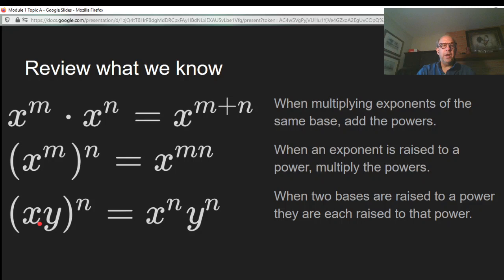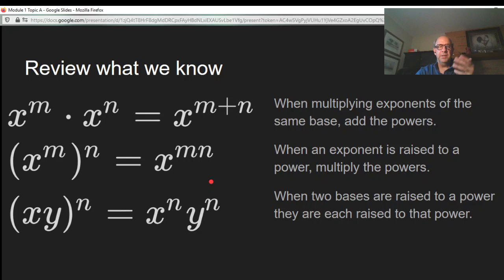Division: if we have the same base and they're being divided, we subtract the powers. So basically 1 and 2 are the same, 3 and 4 are basically the same but slightly different. They're related because these are multiplying exponents and these are dividing exponents.